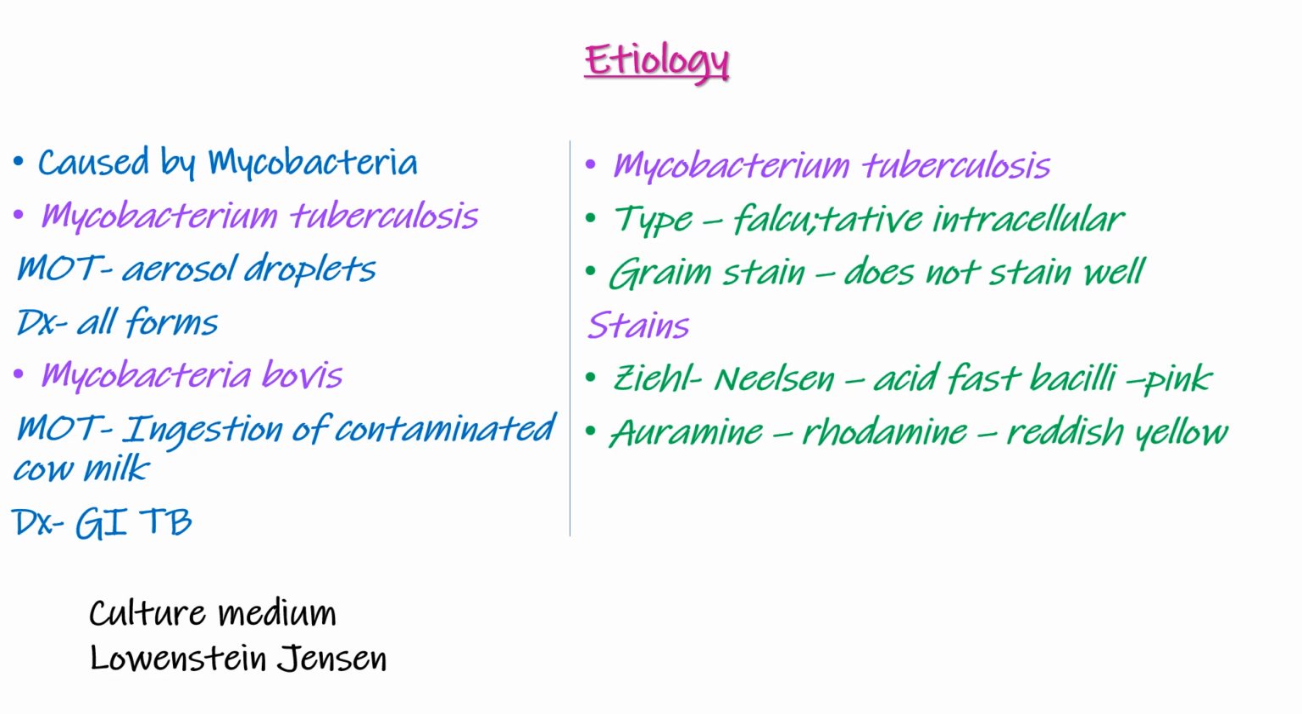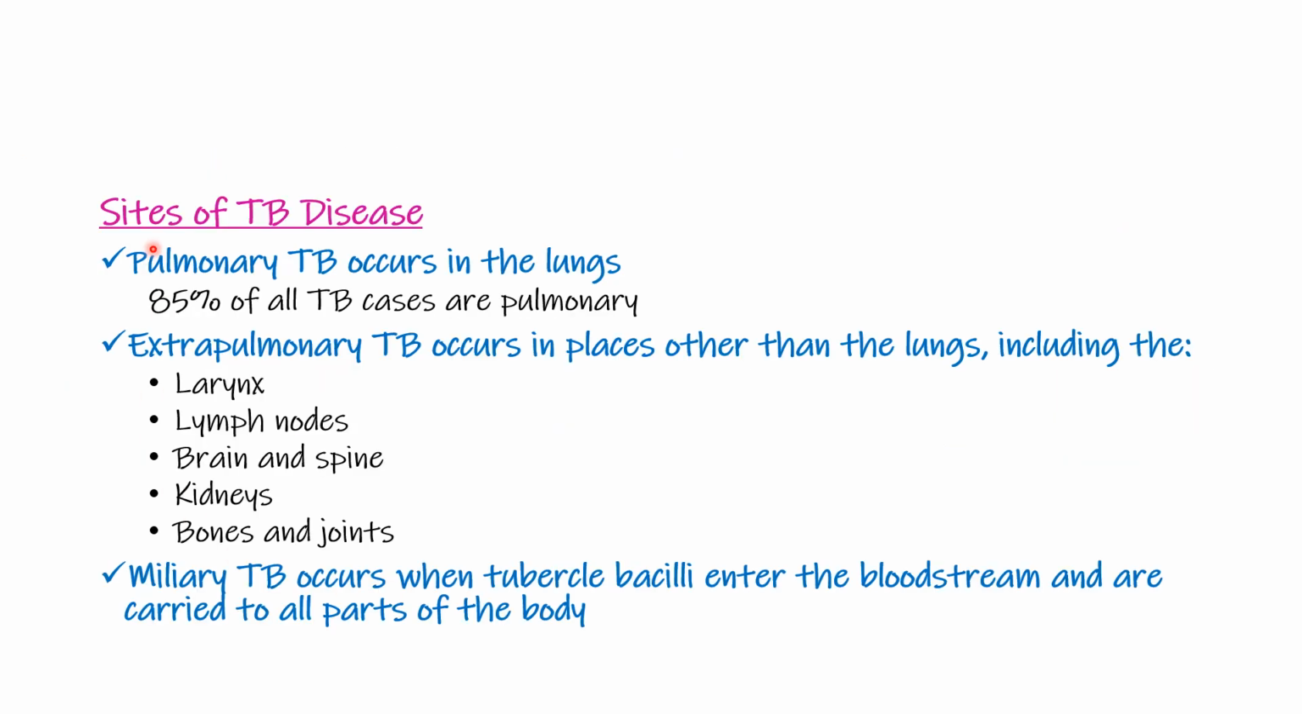I hope you remember. So, sites of TB disease: TB can be pulmonary TB, which accounts for 85% of the most common cases of TB, or extrapulmonary TB, where it goes to other areas such as the larynx, lymph node, brain, spine, causing Pott's disease, TB meningitis, kidney, bones, and joints.